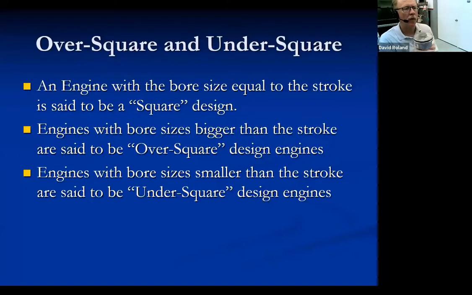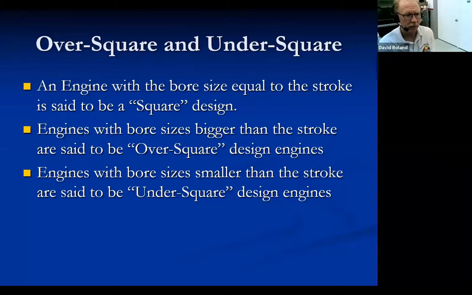All right, when the bore is larger in measurement than the stroke, we call that an over square engine. When the bore is smaller than the stroke, we call that an under square engine. What difference does that make? Well, over square engines make good high-speed engines. They operate very, very well at higher engine speeds.